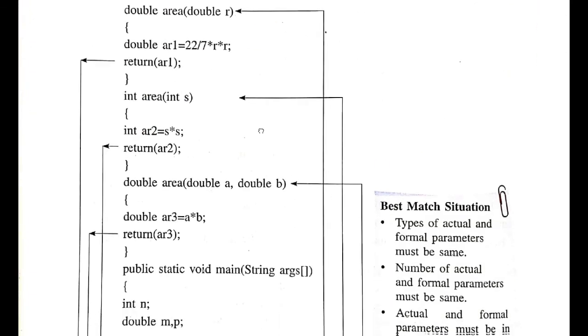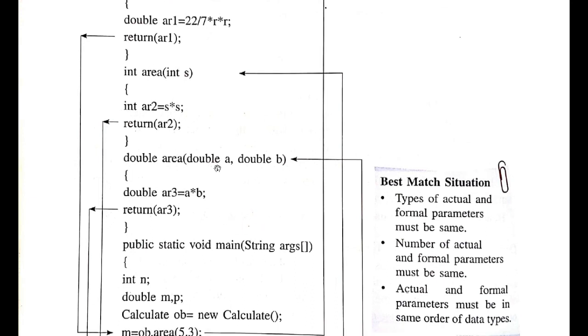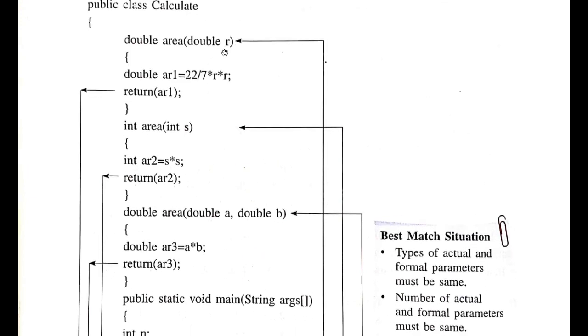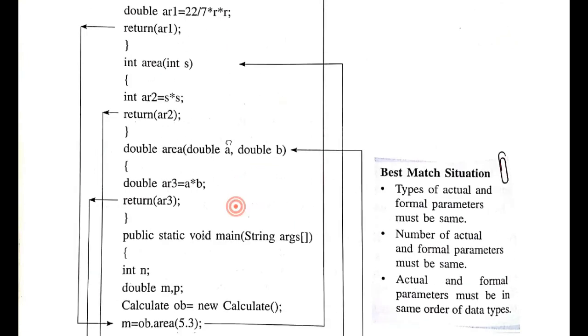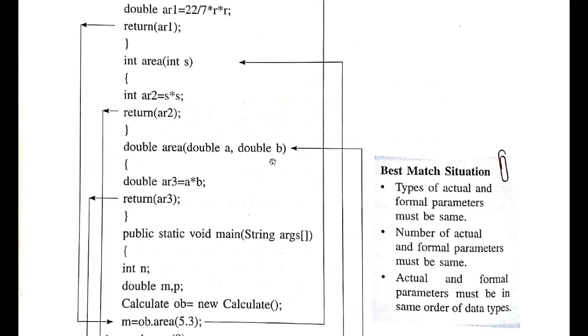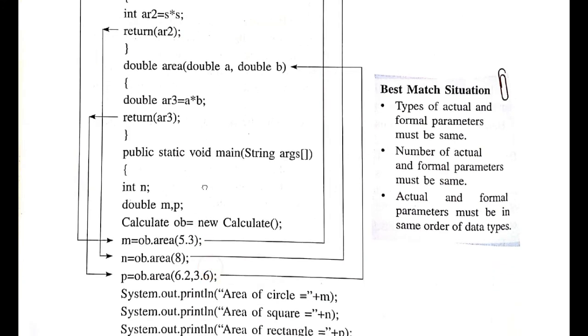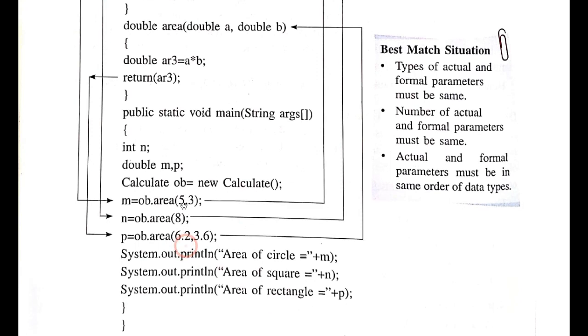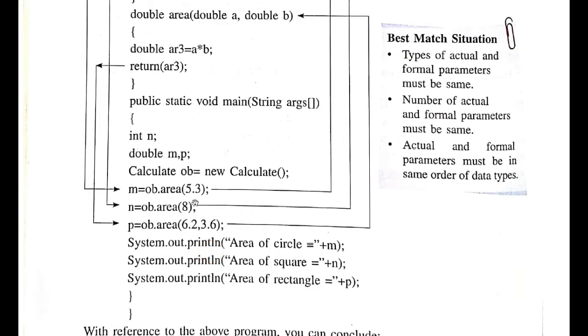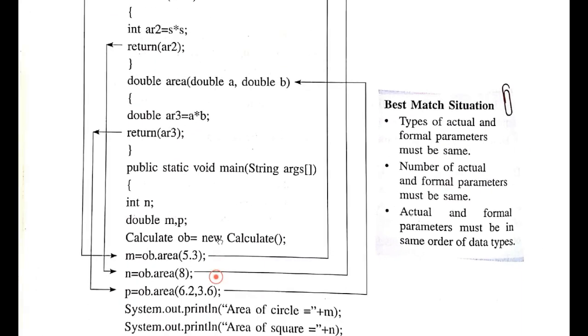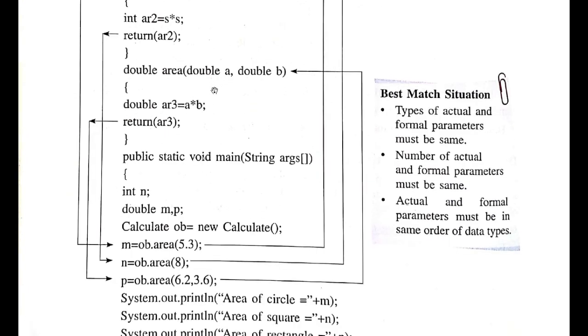And the third one to find the rectangle. You can see here. Both they have taken here it is double. The first one is only double, second one is integer, and third one parameters both are double. You can see here double AR3 is equal to A into B. That means length into breadth. Return AR3. What happens? All the return statement which comes here. Here they have created object name is OB. The first one to find the circle. That's why they are passing 5.3. Second one is to find the square. And third one is to find the rectangle.